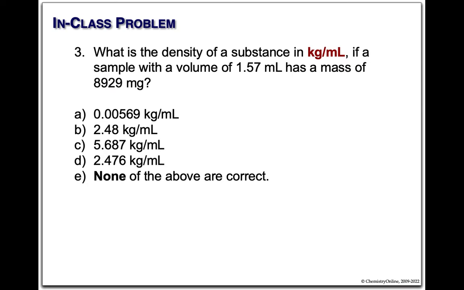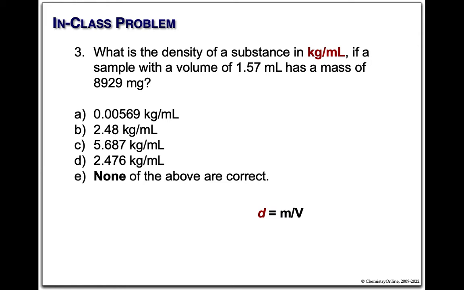This is a density conversion problem. We'll see that in just a second. They're not as much fun as the others. We want the density in kilograms per mil. We have 1.5 mils, and here's our mass in milligrams. Oh my goodness. So we're going to have to somehow convert milligrams to grams, grams to kilograms. Our volume is fine.